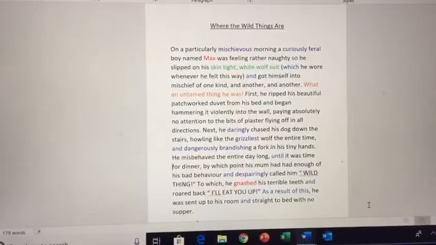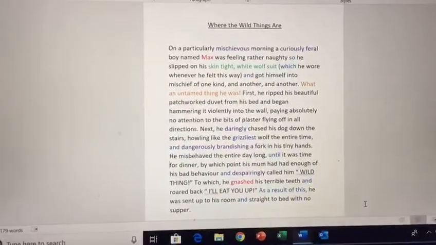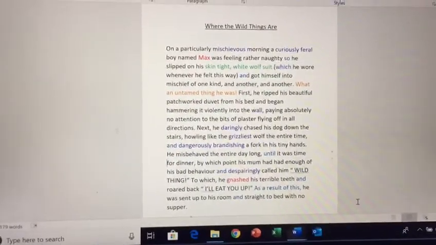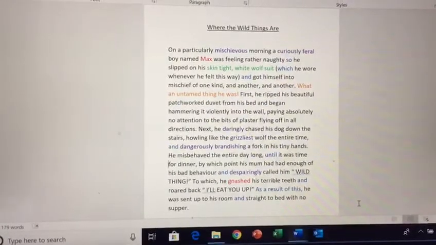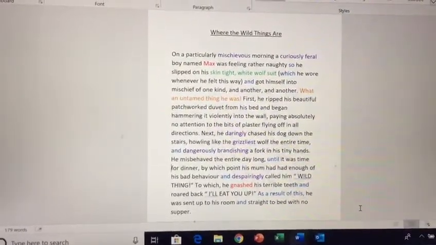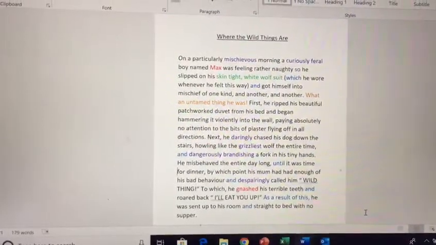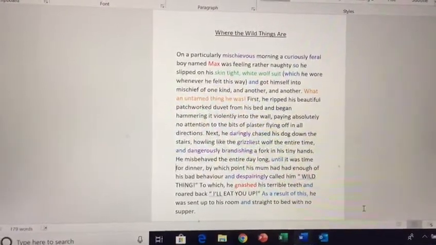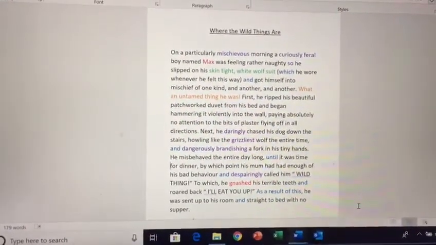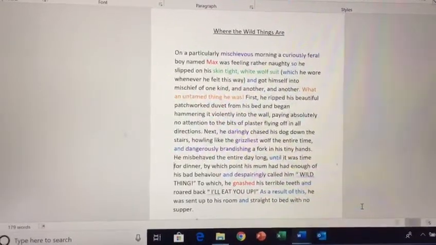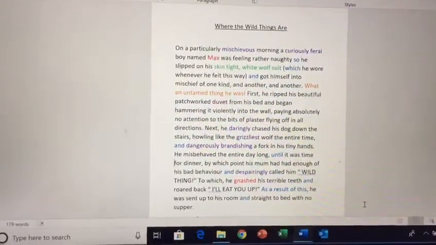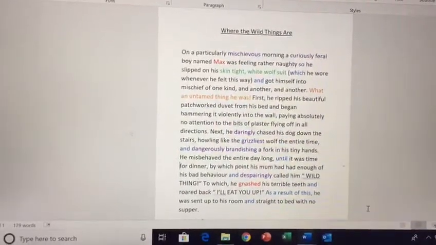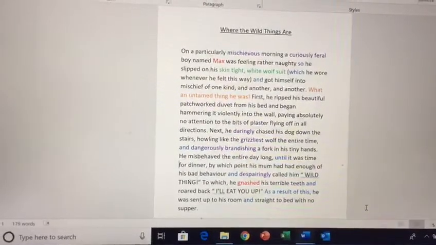Where the Wild Things Are. On a particularly mischievous morning, a curiously feral boy named Max was feeling rather naughty, so he slipped on his skin-tight white wolf suit, which he wore whenever he felt this way, and he got himself into mischief of one kind, and another, and another. What an untamed thing he was. First he ripped off his beautiful patchwork duvet from his bed, and he began hammering it violently into the wall, paying absolutely no attention to the bits of plaster falling off in all directions. Next, he daringly chased his dog down the stairs, howling like the grisliest wolf the entire time, and dangerously brandishing a fork in his tiny hands.